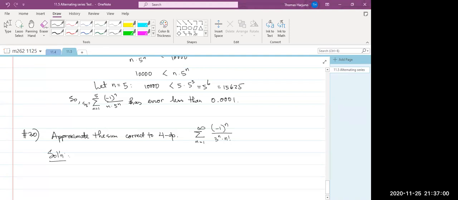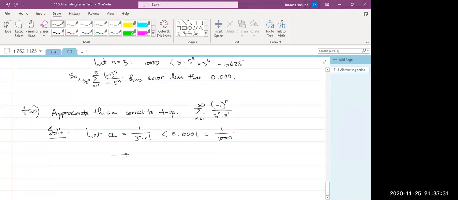Solution. Let's find out how many terms we need first. Let the positive term be 1 over 3 to the n times n factorial. This needs to be less than 0.0001, 4 decimal places, right? This is 1 over 10,000. It means we need to find the n such that 3 to the n times n factorial is greater than 10,000. That's what we need, and just do it by trial and error. Use your calculator.